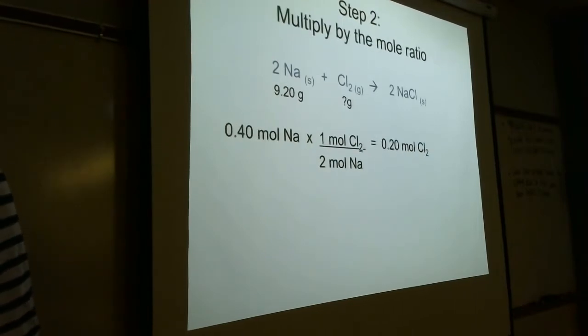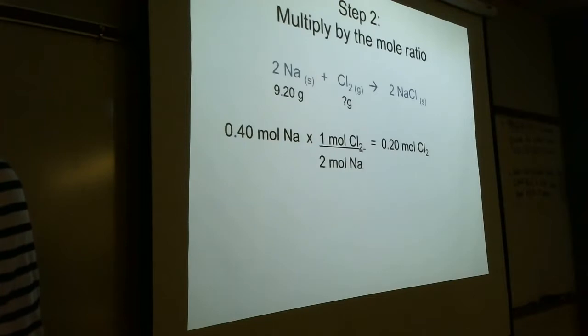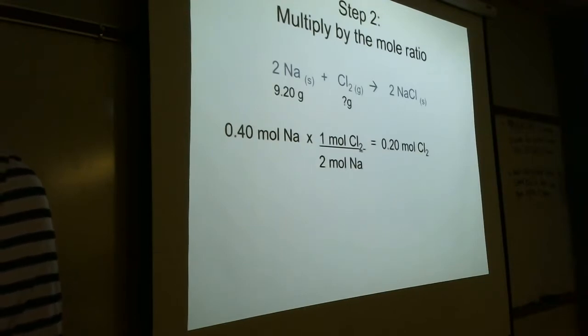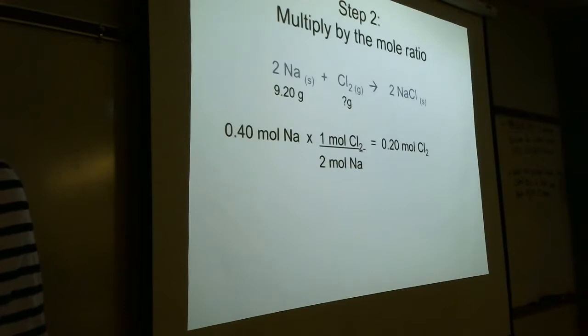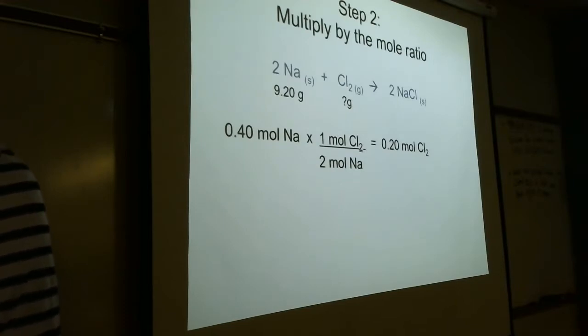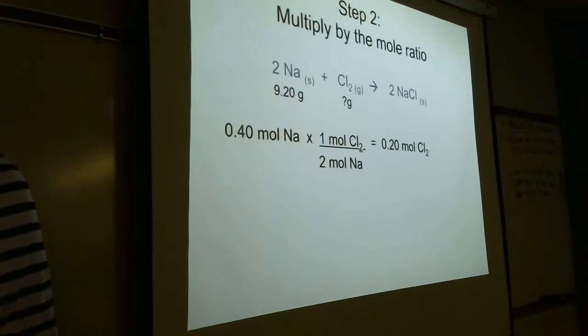Now we're gonna multiply by the mole ratio, which is 1 mole of chlorine used for every 2 moles of sodium that react. So we're dividing by 2, right? 0.4 times 1 divided by 2 is 0.2. Now again, if you carried it out to 0.2001 or whatever it ends up being, that's fine. Do we agree on step 2?